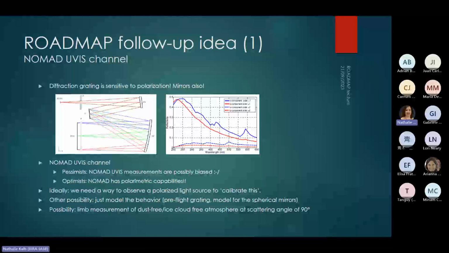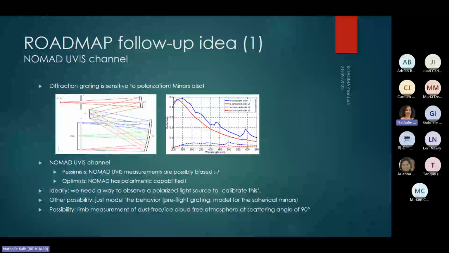Okay, but this is a pessimistic point of view. If you have a way to characterize this behavior, then you have polarimetric capabilities for NOMAD. How can we characterize it? Well, perhaps we could find a way to observe a polarized light source to calibrate this. Another possibility is just to model the behavior. So we have this figure, and we can do some calculations for the two mirrors here, which shouldn't be too difficult, and then you can characterize this.